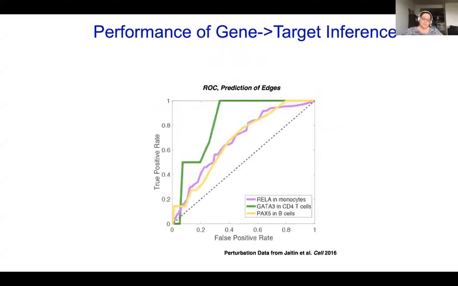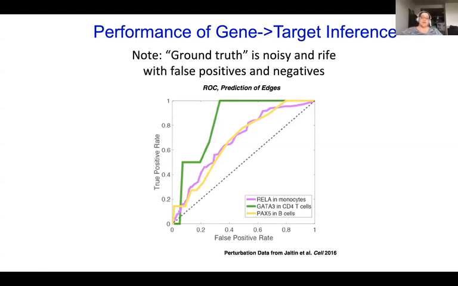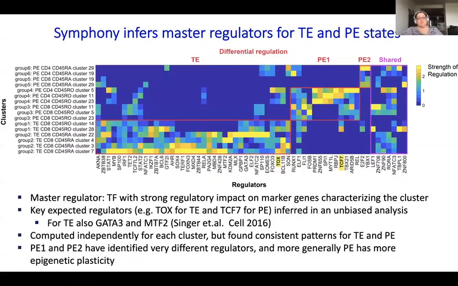Again, a ground truth for TF to target relationships is very hard to find, but we used some data with perturbations to see that we got pretty accurate readings of TFs to targets, especially since this is a noisy ground truth, rife with false positives and negatives to begin with. So with a little bit of confidence that what we got is at least in some of our test cases working quite well, and again, my favorite test case of them all, the algorithm is very robust.